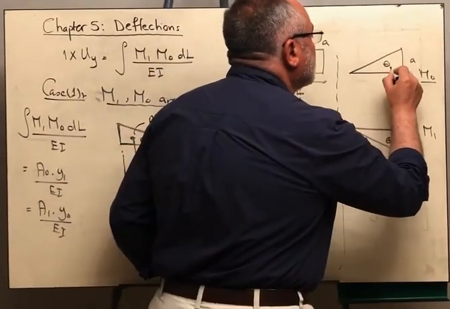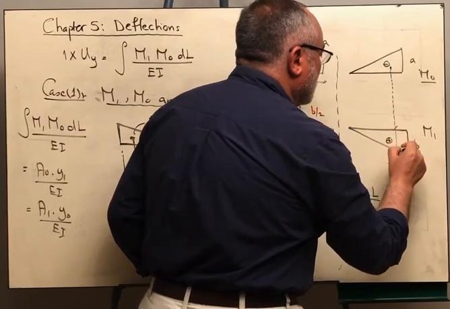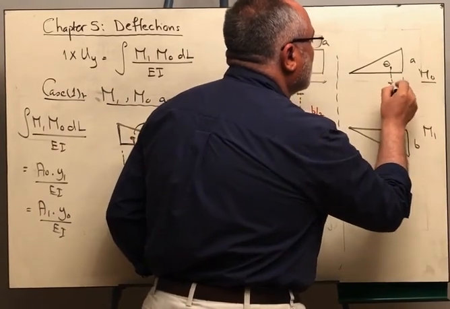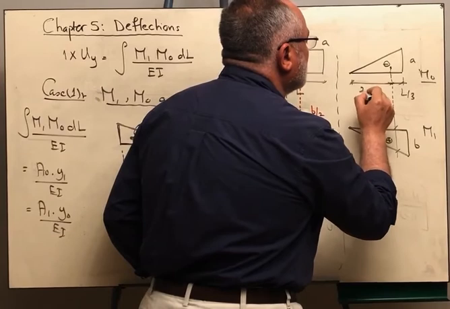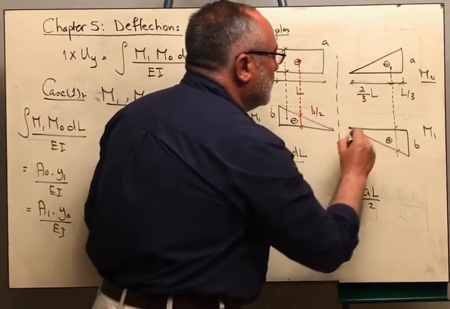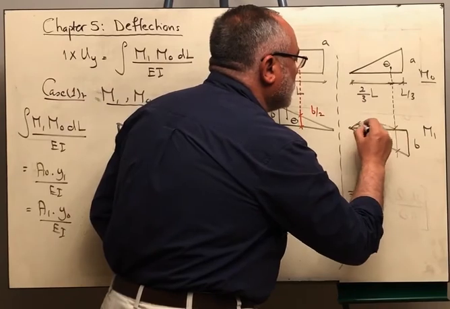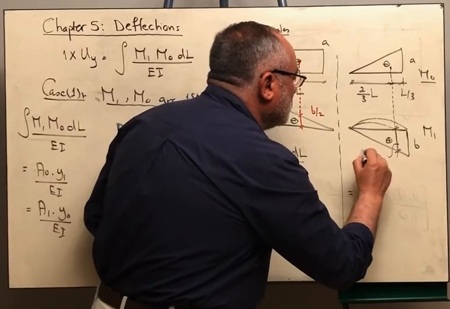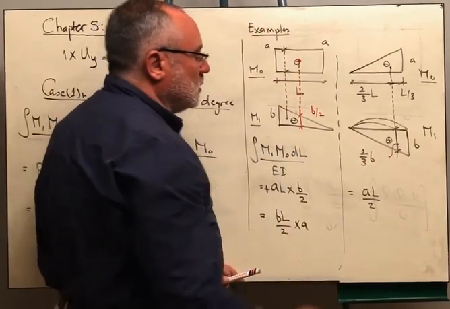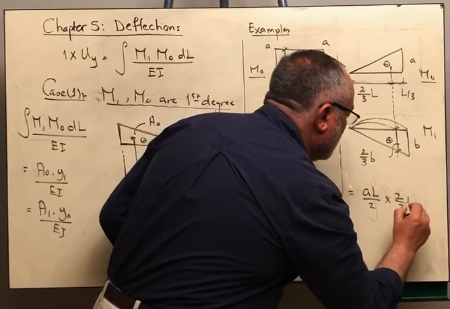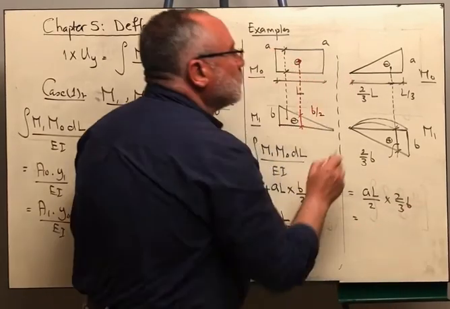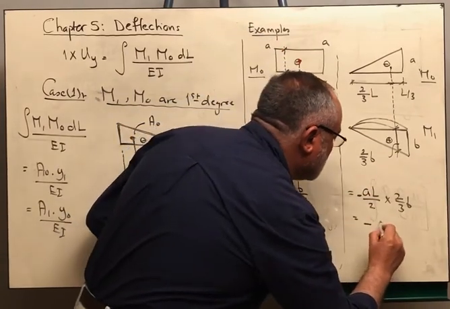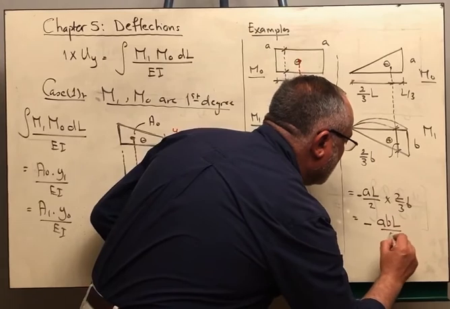The centroid is here, and I want to get the respective ordinate. This distance is L over 3. So this remaining distance is 2 over 3 L. We are saying that this distance over this distance is equal to the ordinate over B. So this value should be 2/3 of B. So this is multiplied by 2 over 3 of B, which means that, of course, you are integrating now negative on positive, so the result will be negative. So this is negative ABL over 3.